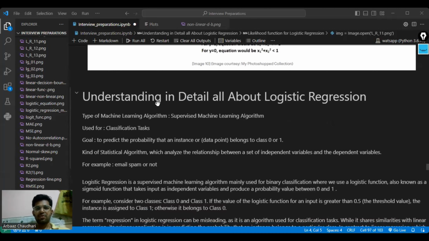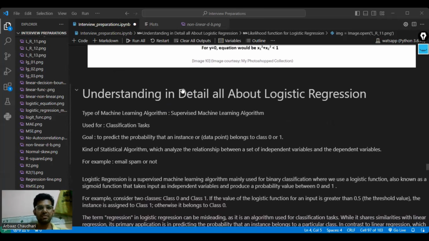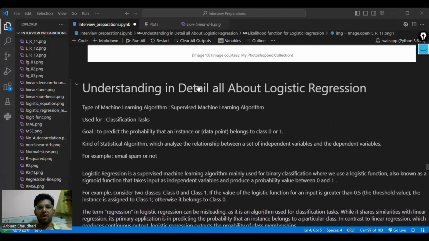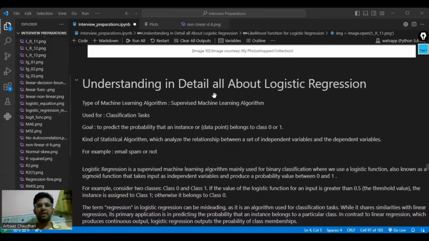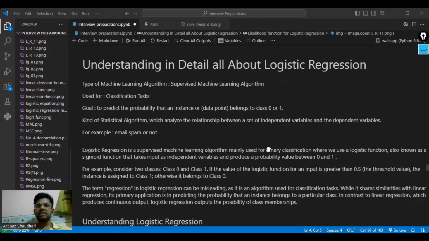So today in this video, we are going to once again see logistic regression. In the previous video, we have seen logistic regression, but according to me, it was not in that much detail. So in this video, we will look at each and everything related to logistic regression, and we will try to understand how logistic regression is able to give us the output in the range of 0 to 1, and how it is able to classify the data points.